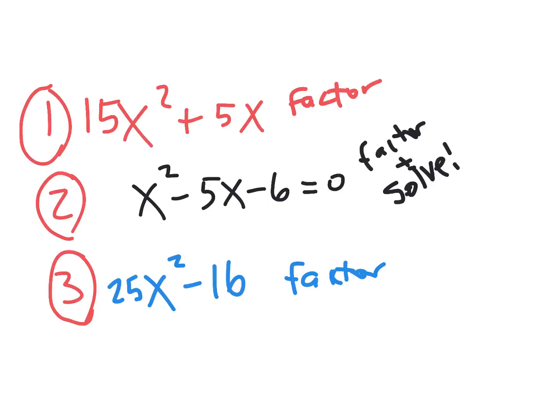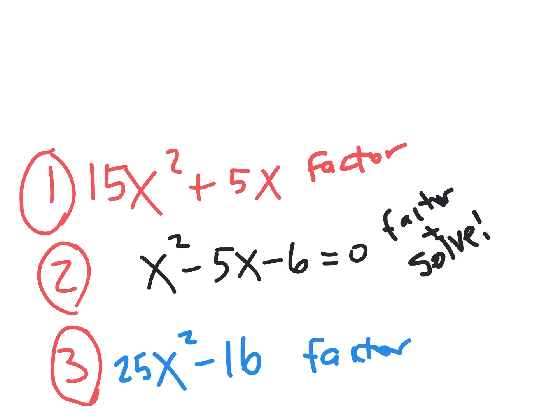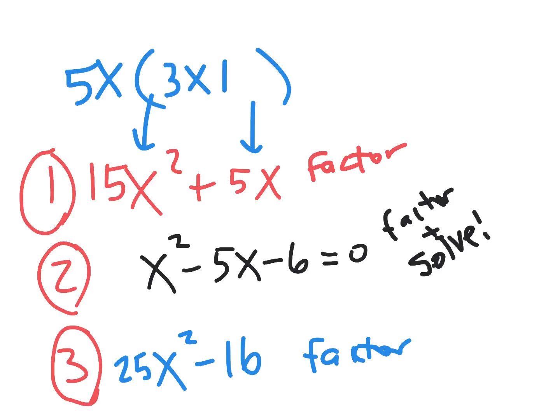They both factor into 5. 5 comes out. You are correct. Is there anything else that you see in both of them besides a 5? Did you notice that they both had an x in them? So 5x. And then what is left? 3x plus 1.